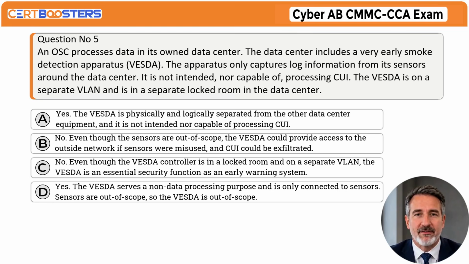A. Yes. The VESDA is physically and logically separated from the other data center equipment, and it is not intended nor capable of processing CUI. B. No. Even though the sensors are out of scope, the VESDA could provide access to the outside network if sensors were misused, and CUI could be exfiltrated. C. No. Even though the VESDA controller is in a locked room and on a separate VLAN, the VESDA is an essential security function as an early warning system. D. Yes, the VESDA serves a non-data processing purpose and is only connected to sensors. Sensors are out of scope, so the VESDA is out of scope.